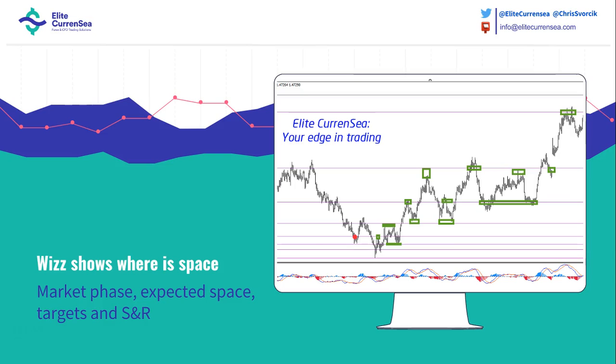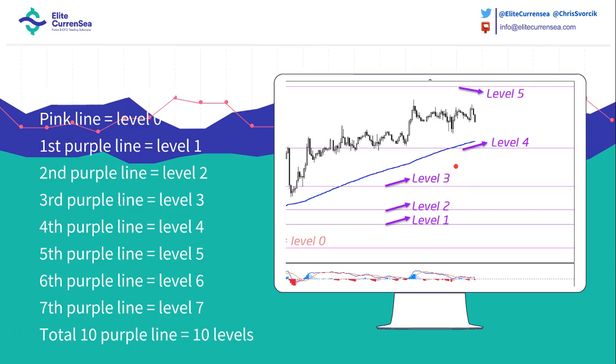Let's take a look at some examples. So here you can see, again, the purple lines indicating the Wizz levels. And you can see how price accelerates here, where I have my drawing tool, and then here again, between those purple lines. That's how we know what market phase we have and what expected space is visible.